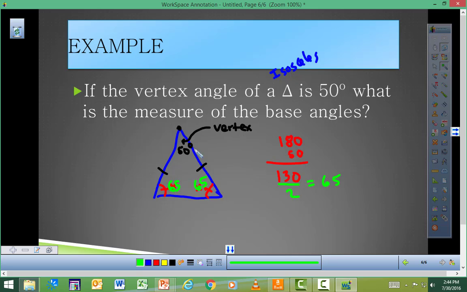We did a real simple problem. This angle is 50 degrees. Okay, that looks better. How about that? So that's a pretty simple problem.